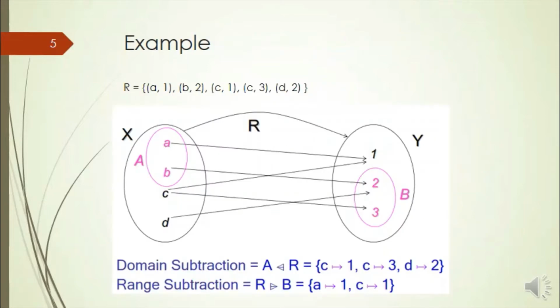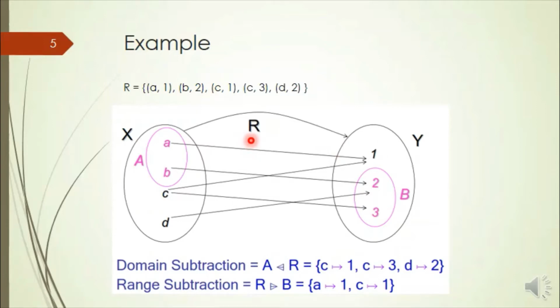Let us demonstrate the domain and range subtraction operator with an example. Consider we have a relation R with 5 ordered pairs, and relation R is declared on the relation data type X double arrow Y, or from X to Y. So X is the domain set for relation R and Y is the range set for relation R.